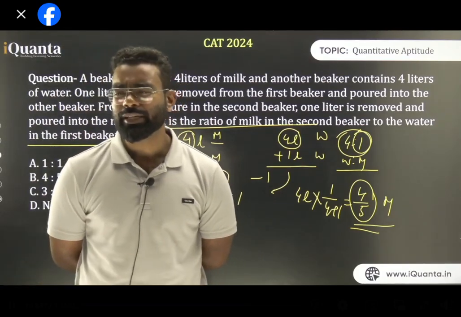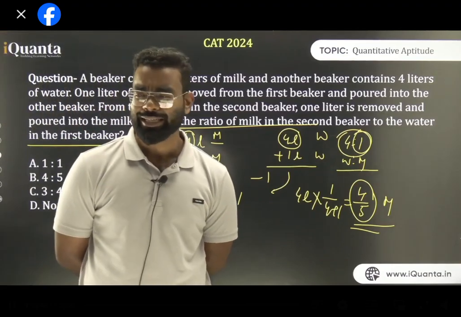Time speed distance is a little bit different. It is on the tougher side. Yes, it's a little bit tougher, but not exactly tougher than mixed alligation. They're at the same level.